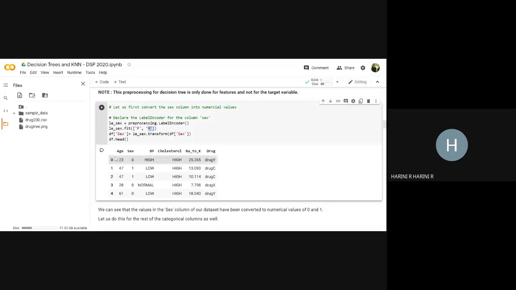So now if you look at this data set, earlier we had this female, male, male, female, etc. Now you can see that it's substituted by 0, 1, 1, 0 and 1. So I hope everyone's following till now. If there are any questions, please let us know.